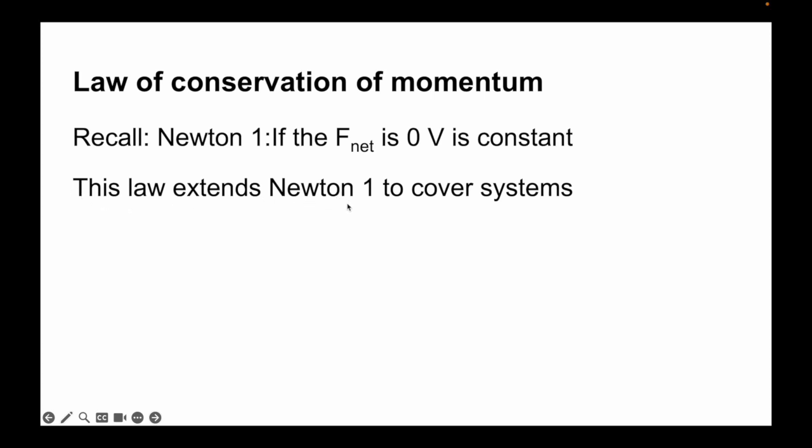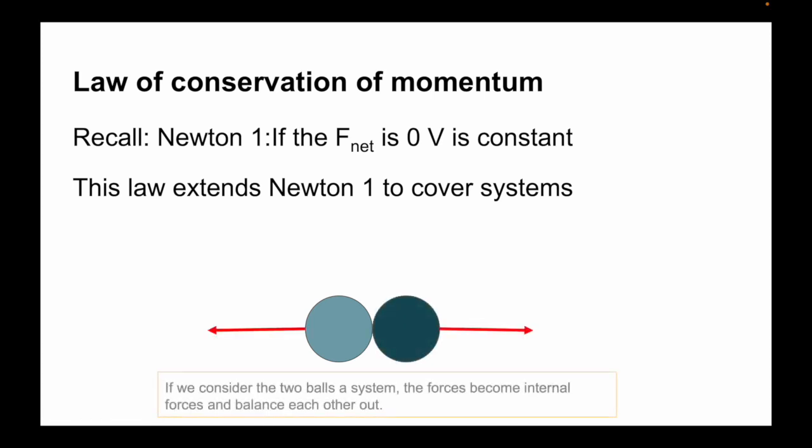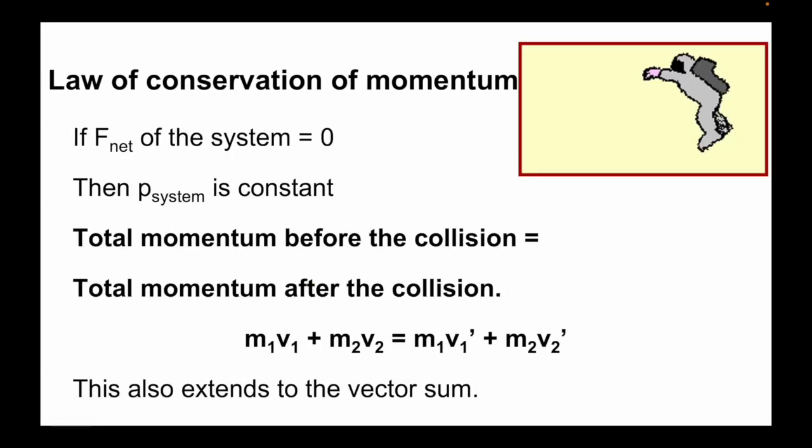This law extends Newton's first law to cover all sorts of systems. If we have a system of 2 spheres, they're going to bounce off of each other. We could consider the 2 balls a system, and the forces become internal forces, and they balance each other out. So the whole system is balanced if we look at it as one system. So the law of conservation of momentum says that if the net force on the system is 0, the momentum of the system is constant: the total momentum before the collision is equal to the total momentum after the collision.